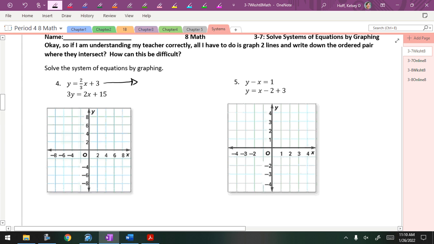Take the top equation first. Taylor's already seen it. Is y by itself? Yes, on the top one. What's my slope? 2 over 3. And my y-intercept is 3. Why is this scary? It's going by 2's. Watch your scale. So how in the world do I plot a 3?